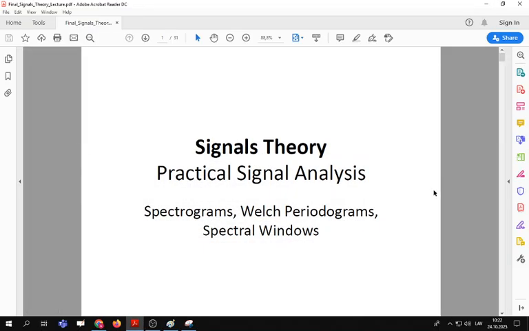So, hello again everybody, and today we will discuss some more practical aspects of actually calculating spectrums for real signals. Because so far we have discussed, okay, we have Fourier transform, we can even have discrete Fourier transform or fast Fourier transform, and if we have some signal, we can calculate the spectrum.